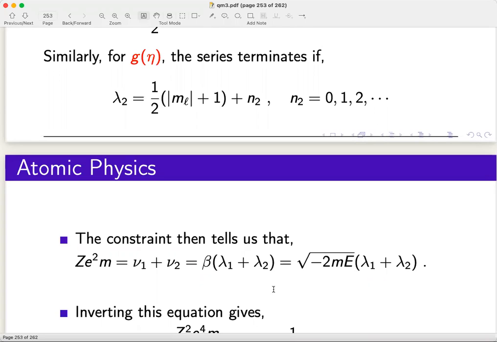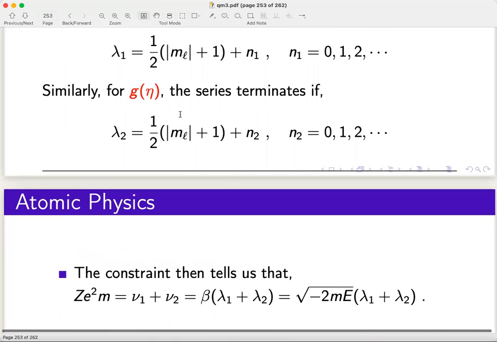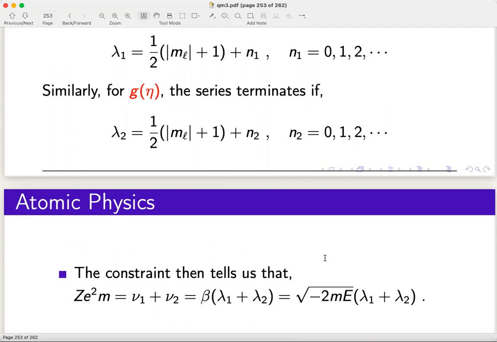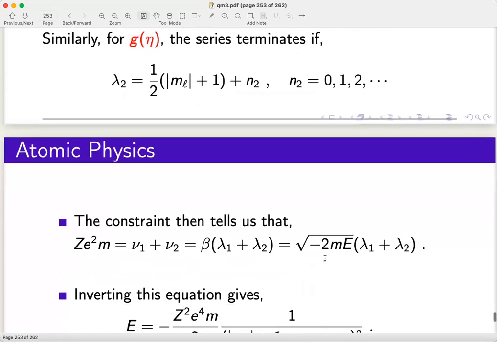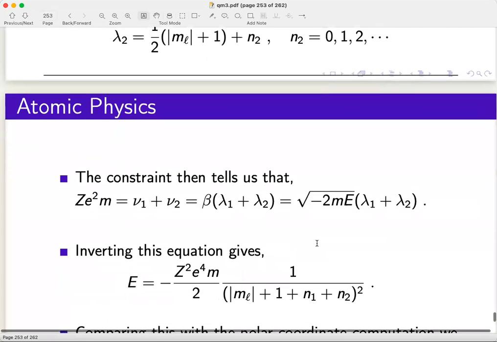So what we will do is take this equation, Z e squared m is equal to square root of minus 2 m e times lambda 1 plus lambda 2. We know what lambda 1 and lambda 2 are, which are written out here. Plug them in and invert this relation to determine E in terms of all other quantities. Is it fine? So if you do that, then you will find this to be the solution.